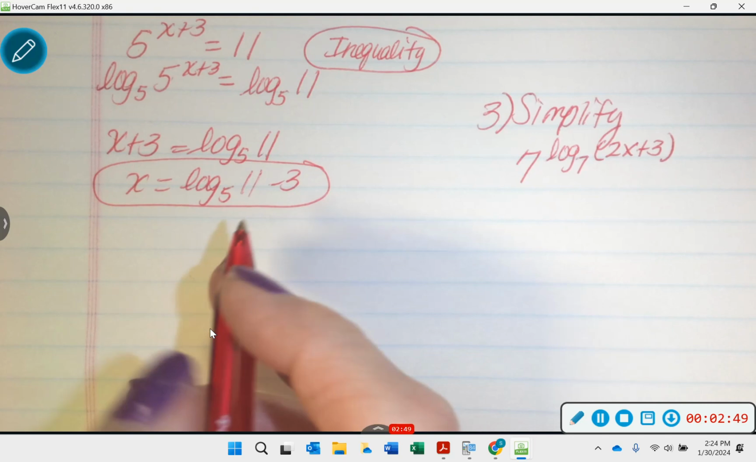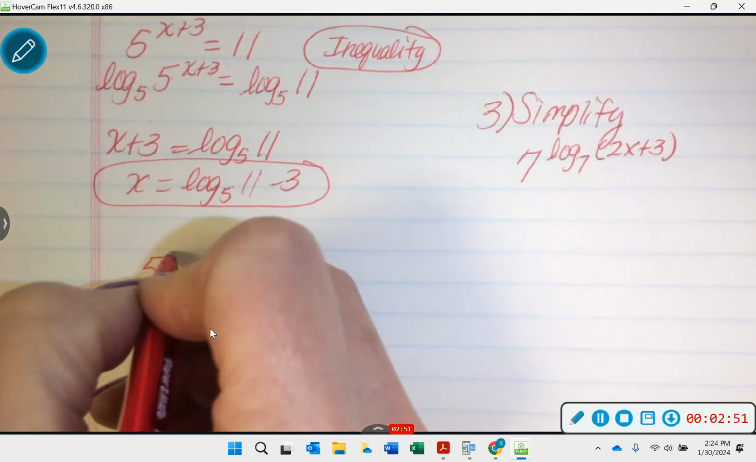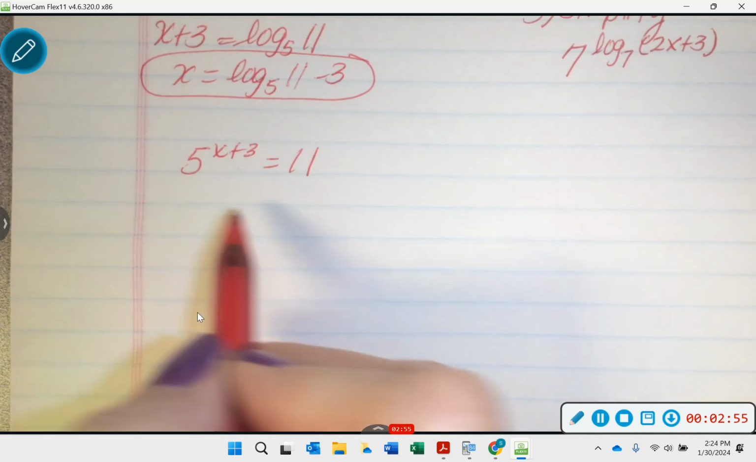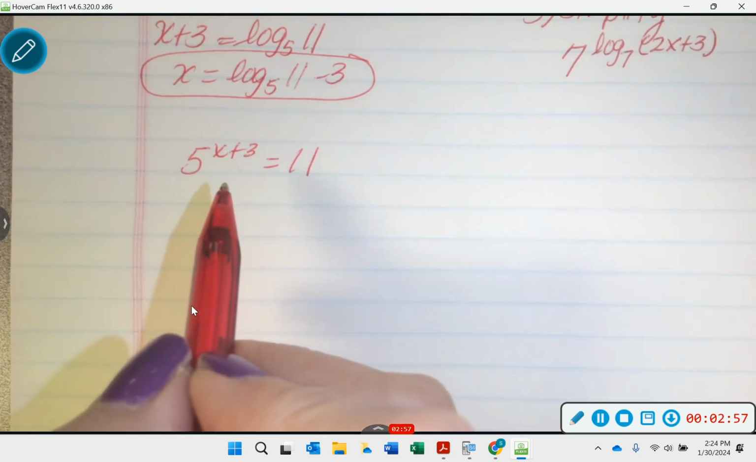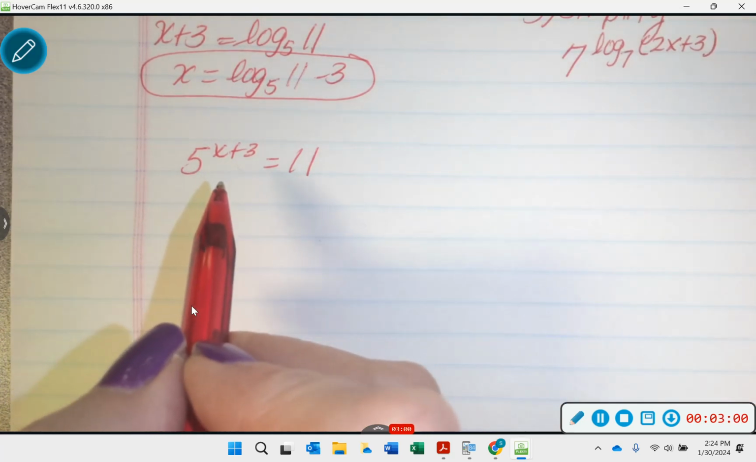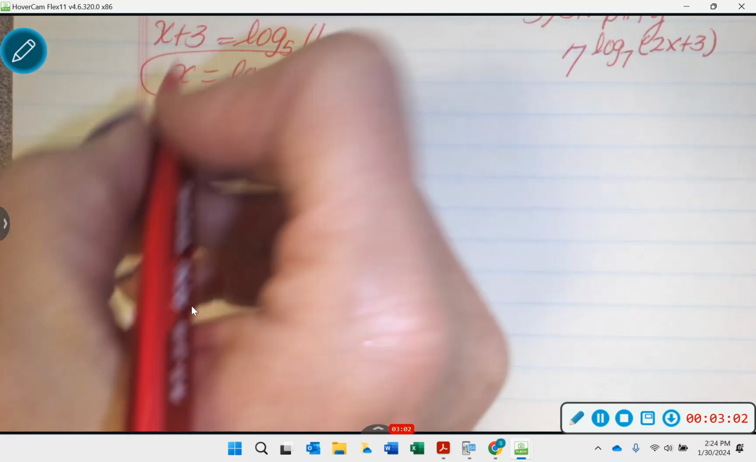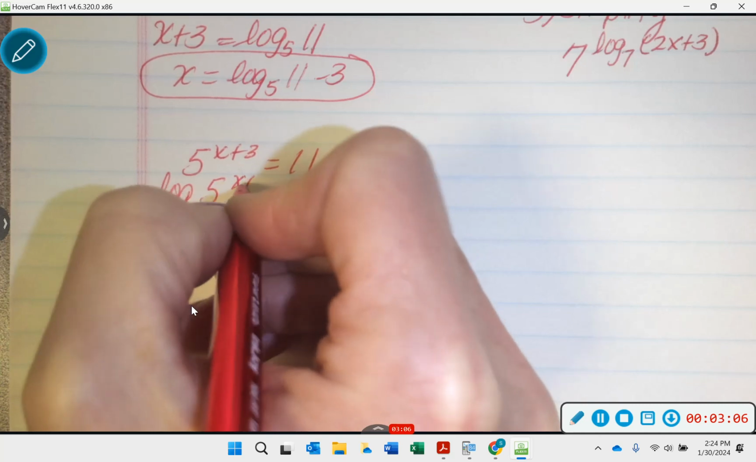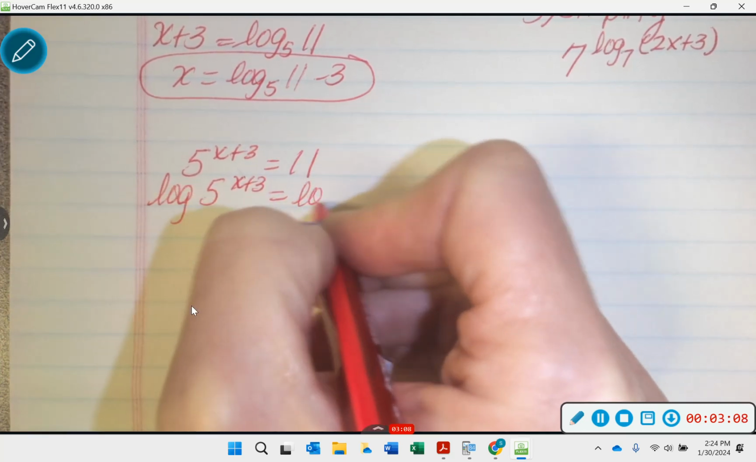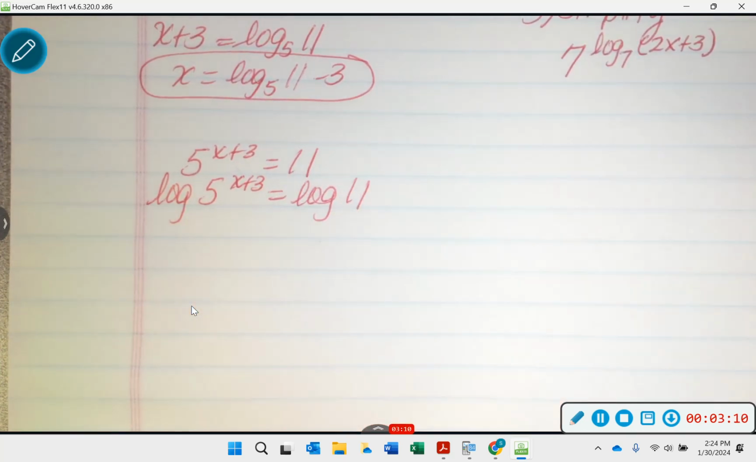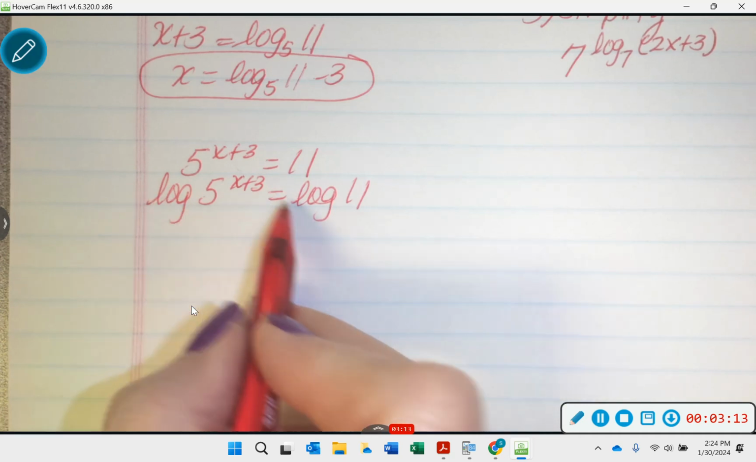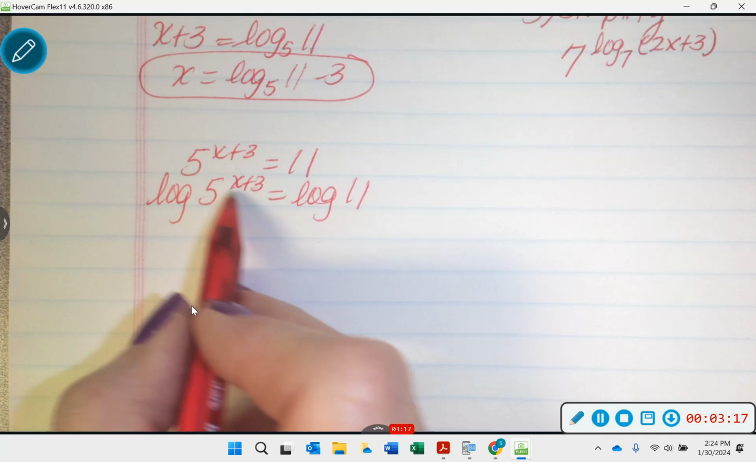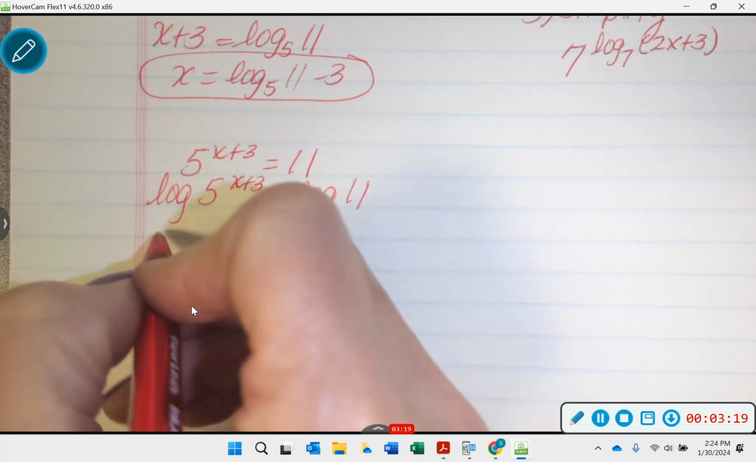The other way we can do this, if I have that same problem, is I can take the log base of anything. What's the most common log base we use? 10. So I can do log base 10 of 5 to the x plus 3 equals log 11. Whatever I do to one side, I do to the other. I just took log base 10 of both sides. What does the exponent become? Coefficient.